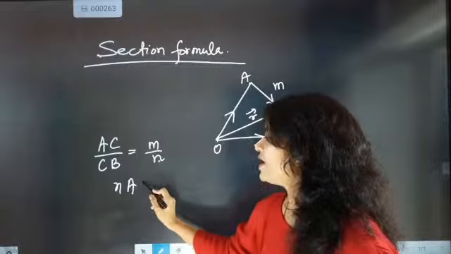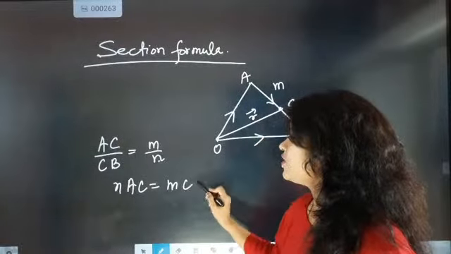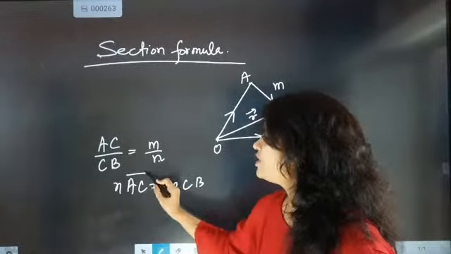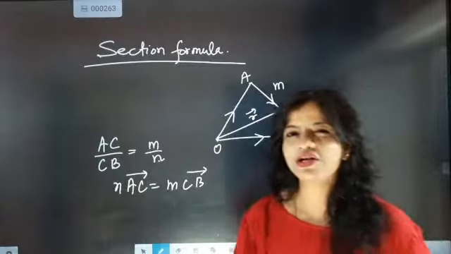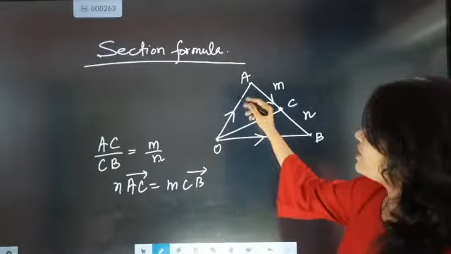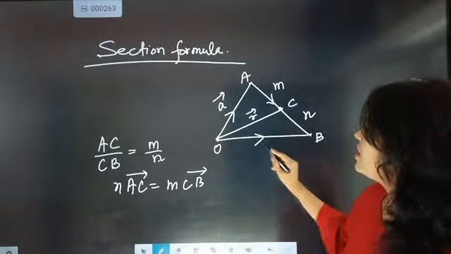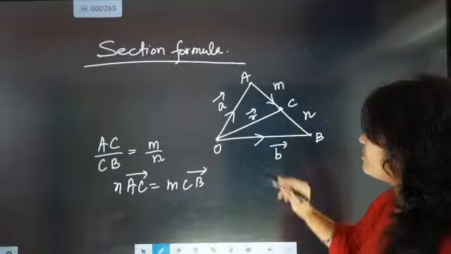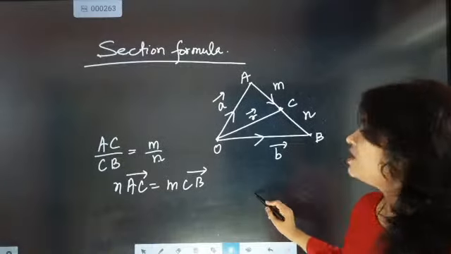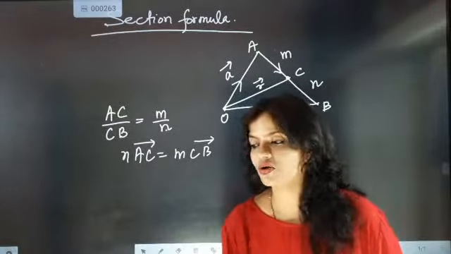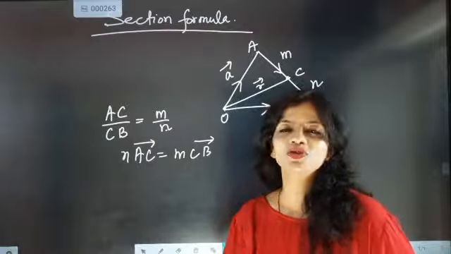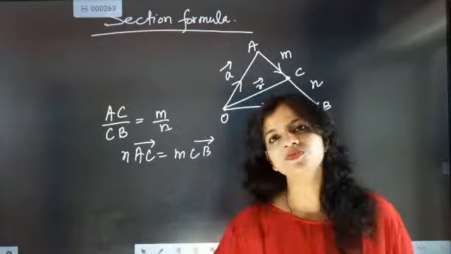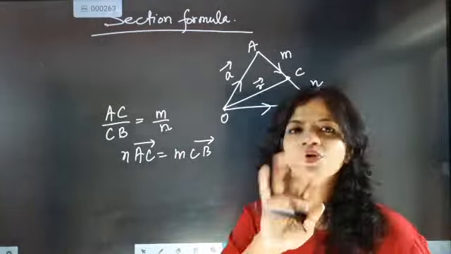So it will become nAC equal to mCB. Now convert it into vector. You will definitely enjoy this one. If OA will be coming as A vector and OB will be coming as B vector, now what are you going to do? Since after introduction of position vector, vector becomes very easy, because now I am not going to do anything.